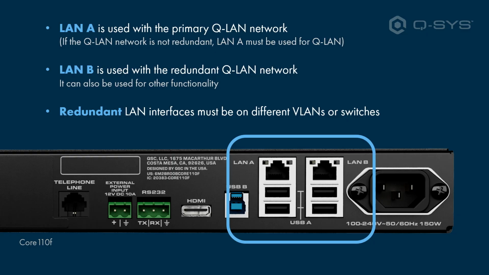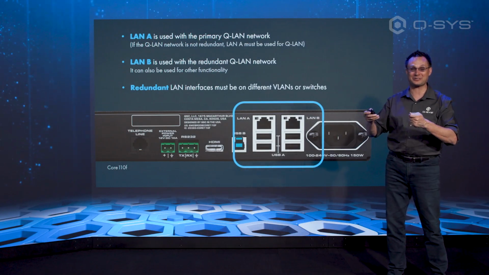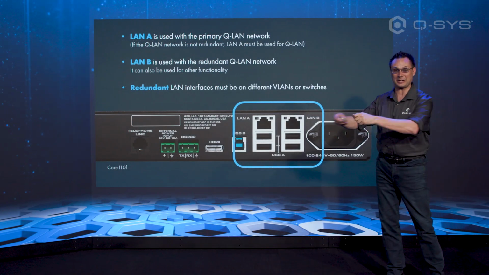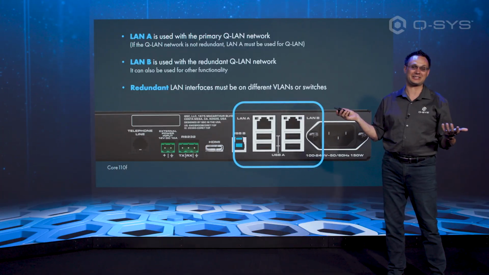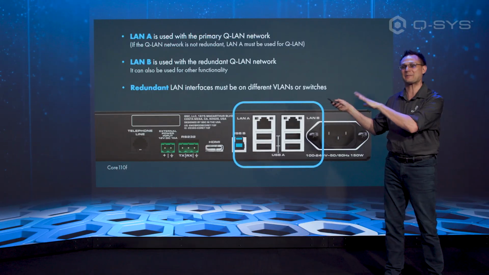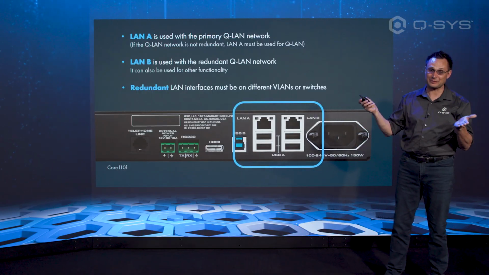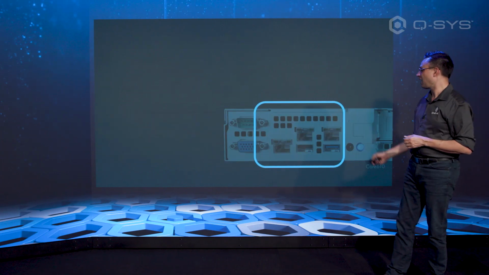Now, hopefully this goes without saying, but if you're using a redundant topology, that means your LAN A and LAN B are going to go to either different VLANs or different switches. If you're not doing that, then that's just two cables from the same core to the same switch. That's not redundant. That's not how it works. It's not that the cable is redundant; you're trying to mitigate if something else goes wrong. But that's something that some people just get wrong, so we want to make sure you're aware of it.